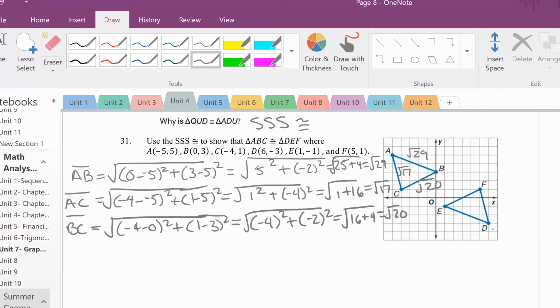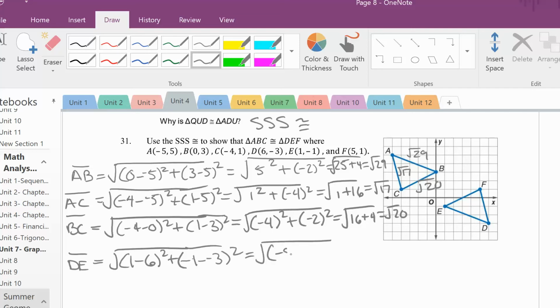So here we'll find DE and hope that DE matches to AB. So DE, 1 minus 6 squared plus negative 1 minus negative 3. So it's the square root of negative 5 squared plus 2 squared. So it's the square root of 25 plus 4, which is the square root of 29. So DE does match AB.